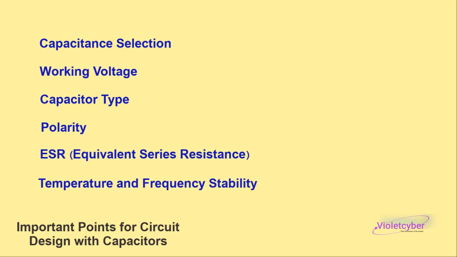Temperature and frequency stability. Some capacitors, like ceramic, vary significantly with temperature and frequency changes. For circuits requiring high stability, like timers and oscillators, use capacitors with high stability, like mica or polyester.